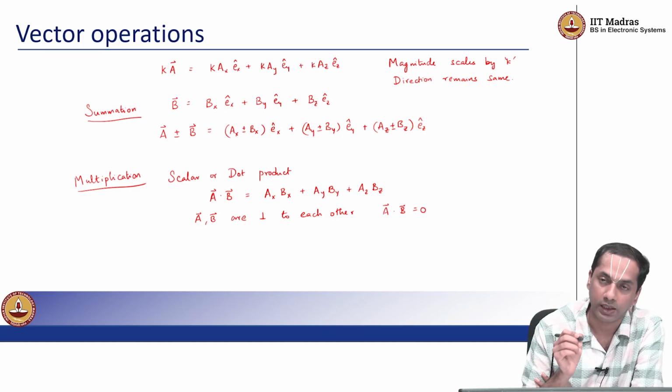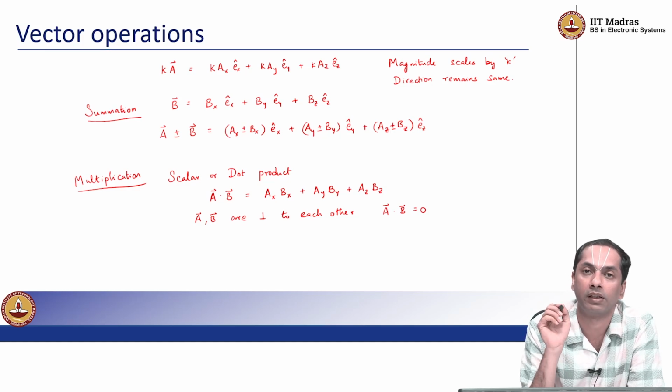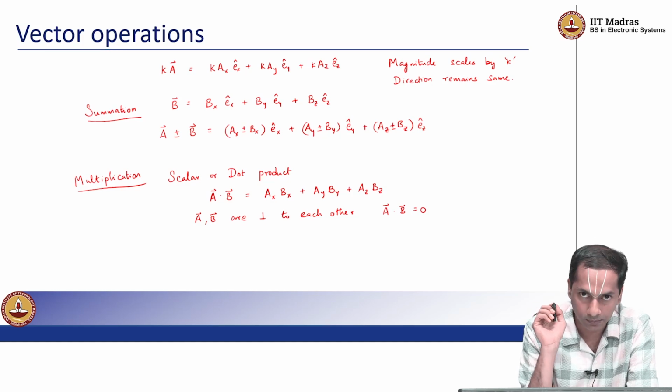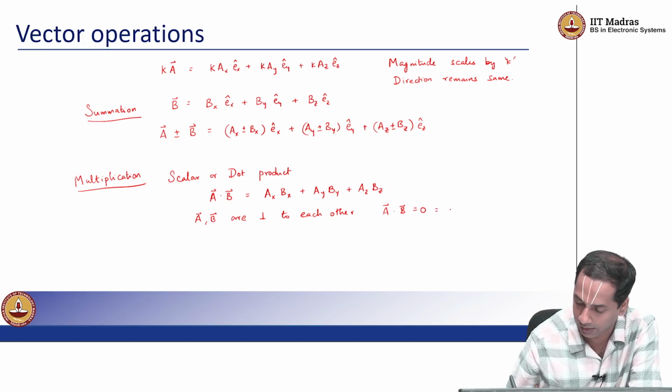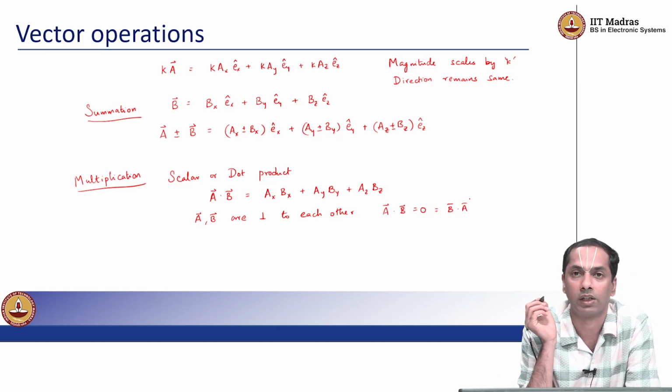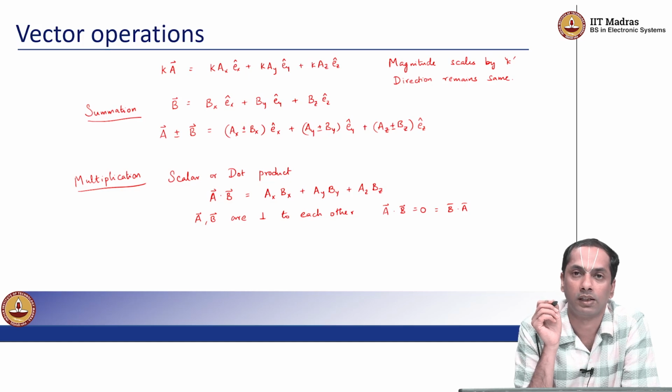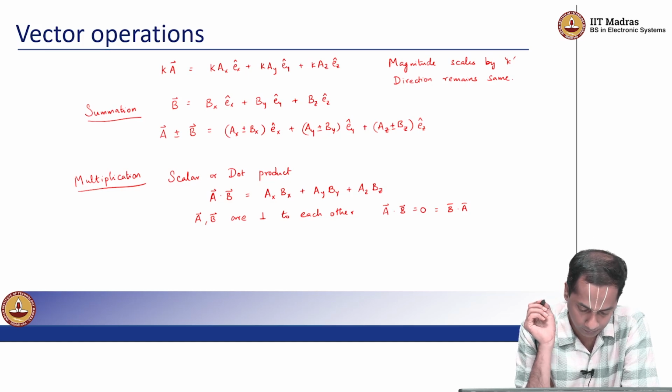And you can also see that the operation is commutative, which is I can swap or rearrange B and A, right, in A dot B. So we can say that A dot B is equal to B dot A, right? And when they are perpendicular to each other, it is equal to 0, right?